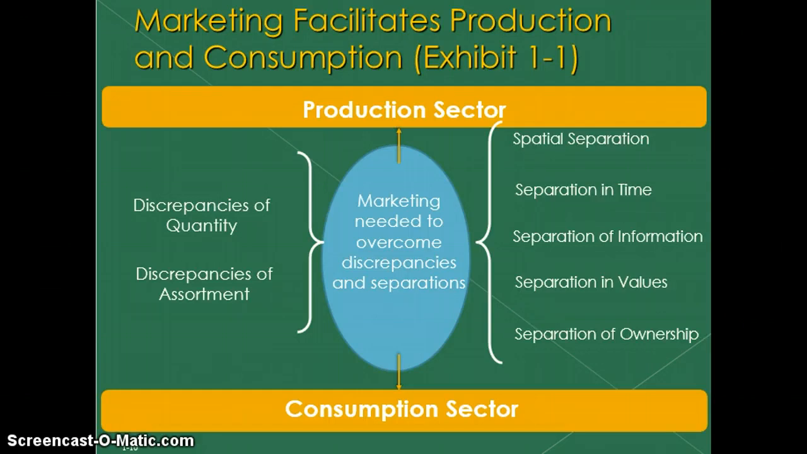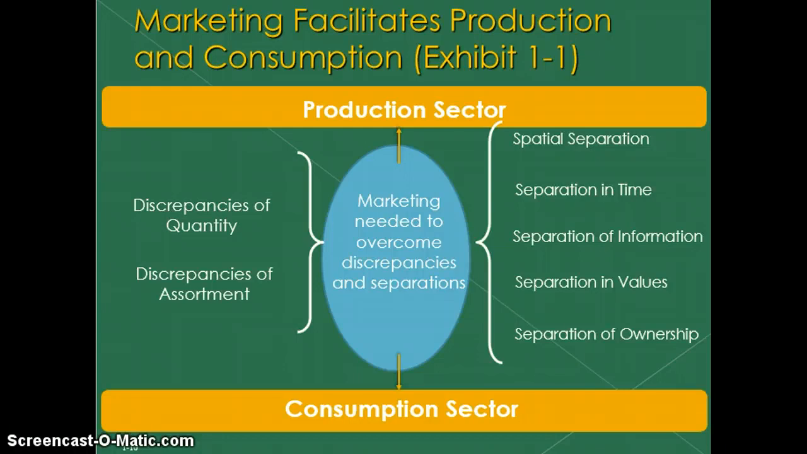Discrepancy of quantity is simply producers prefer to produce things and sell things in very large quantities. You and I want to buy things in smaller quantities. That's the discrepancy, the difference there. Discrepancy of assortment, producers really specialize in producing a narrow assortment of goods, which means that there's not a whole lot of options available, but you and I, we need a broad assortment. We want to choose what we like from a listing of a lot of different things. All right, so that's the discrepancy of assortment.